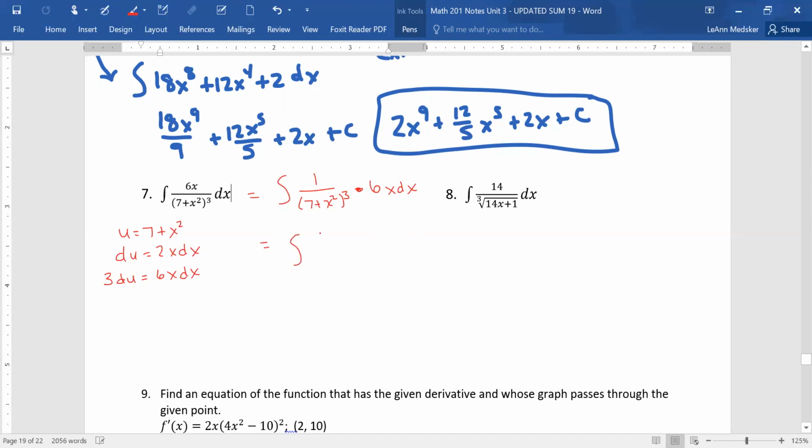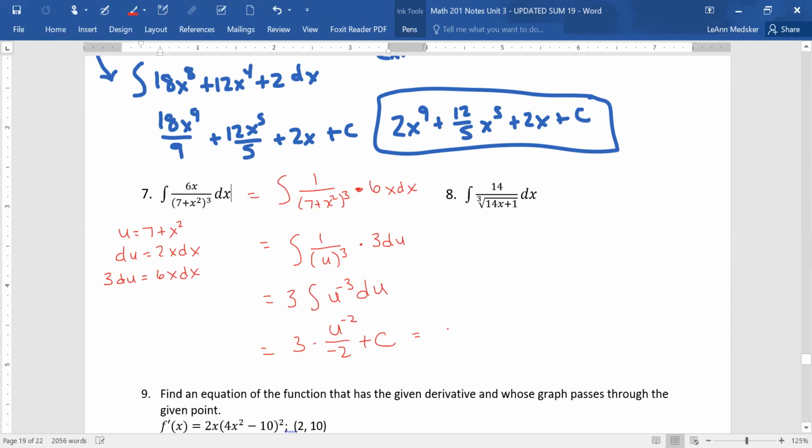So this would be 1 over u to the third times 3 du. I would pull my 3 out to the front and maybe bring my u to the negative third up now, since I want to make it so I can use my rule. I add 1 to the power, which makes it u to the negative 2. Divide by that. We have our times 3 out front, plus our c.